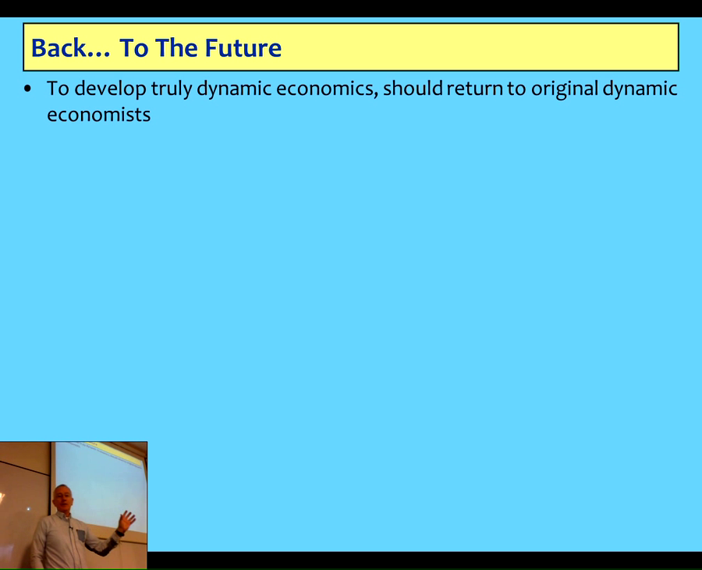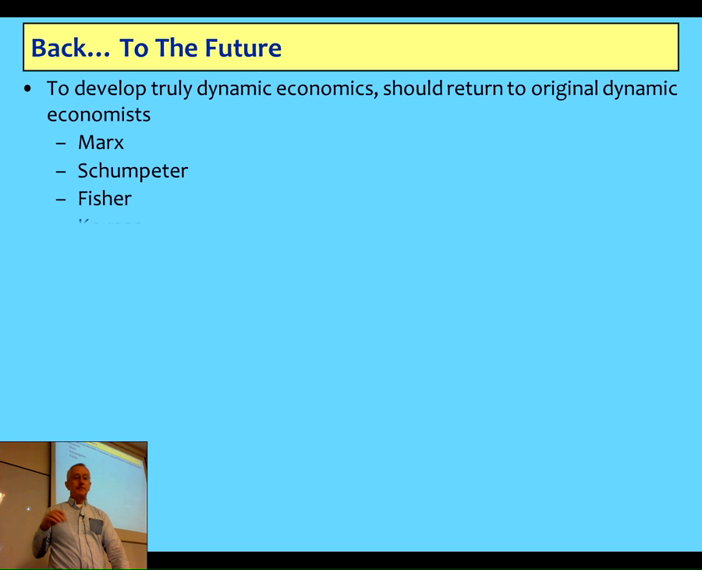So we have to go back to the original dynamic economists. To actually do it, we can't really build on what's come out of the neoclassical school, because that has diverted from dynamics so much and built a whole structure on equilibrium thinking so much that you only get minor insights out of that whole school of economics that are worth using. If you want to find where the real dynamic modelling was done, you start with these guys: Marx, Schumpeter, Fisher, Keynes, and Goodwin. And of course Minsky brings them all together later.